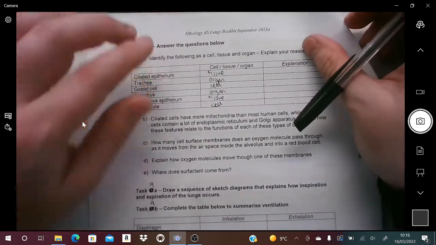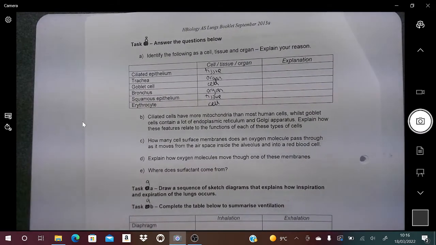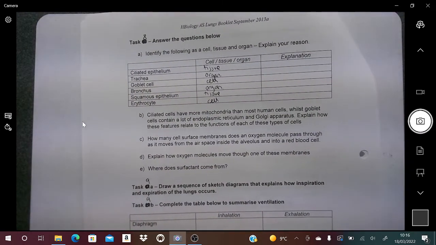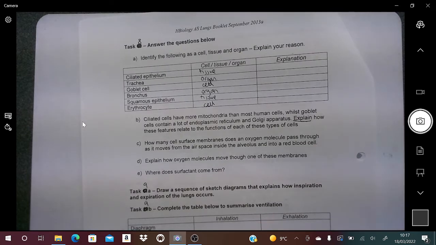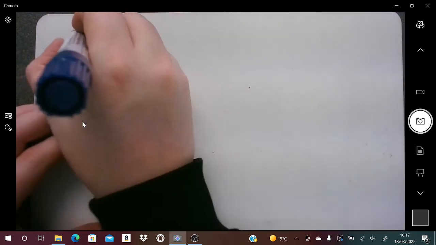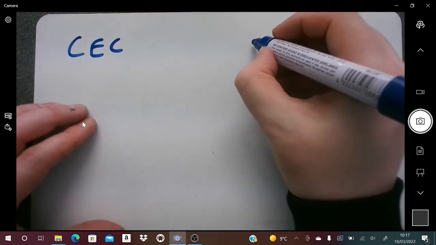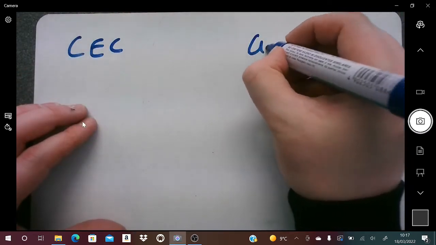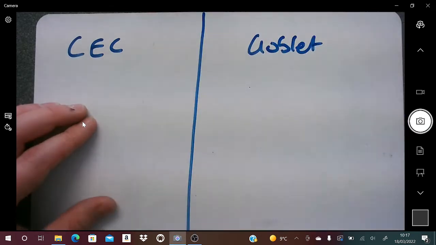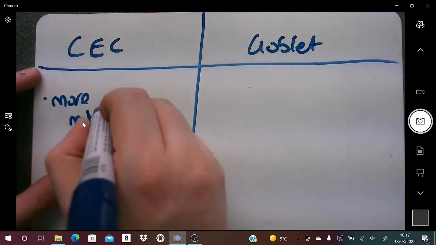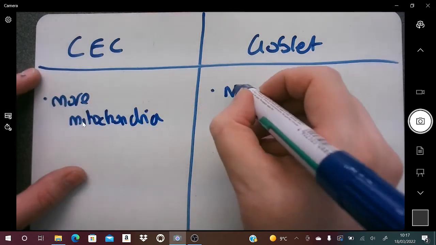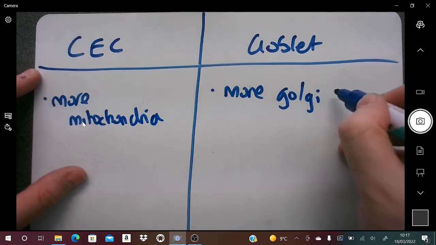Okay. Apparently ciliated cells have more mitochondria than most human cells, while goblet cells contain a lot of ER and Golgi. Explain, so we have to use science, how these features relate to the functions of each type of cell. I'm just going to use my whiteboard for this because it requires a bit more writing. So ciliated epithelial cells versus goblet. So these guys had more mitochondria. These guys had more Golgi and RER.